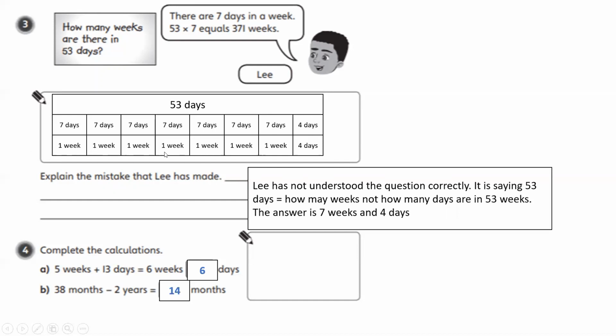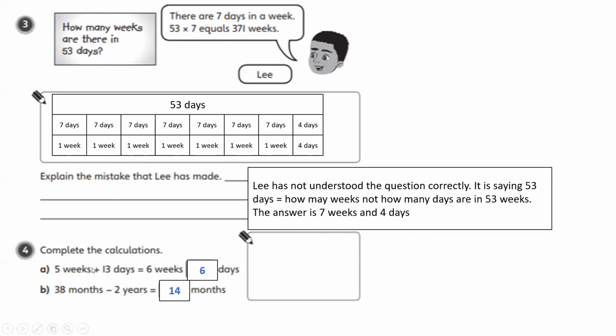So I'm going to convert each of those to weeks. So I've now got 7 weeks and 4 days. So the answer is 7 weeks and 4 days. And Lee has not understood that question correctly. He's got his days and weeks and his conversions all the wrong way round.